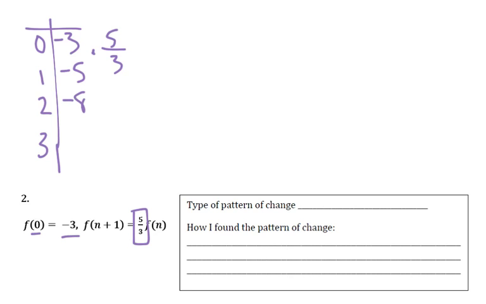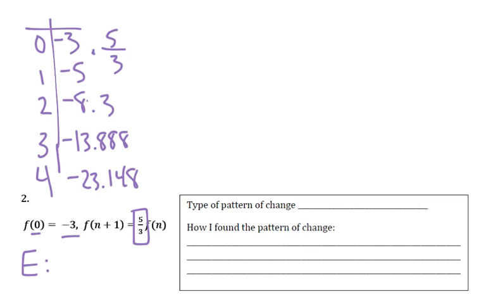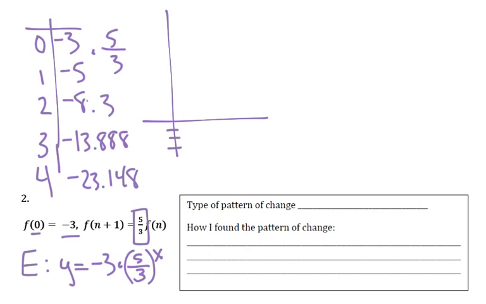And we'd have -8 1/3, -13.8, and so on. -23.148. Okay, that would be like -8.3. Okay, so our explicit equation would be y equals -3 times 5/3 to the x, because it's that exponential. If we graphed it, right, 0, -3, 1, -5, so we're going down.